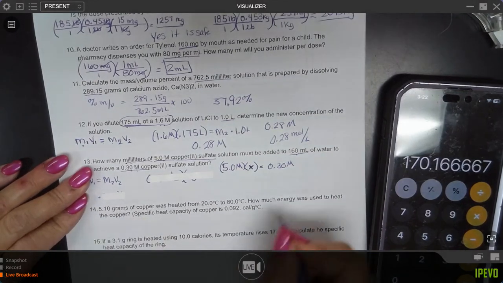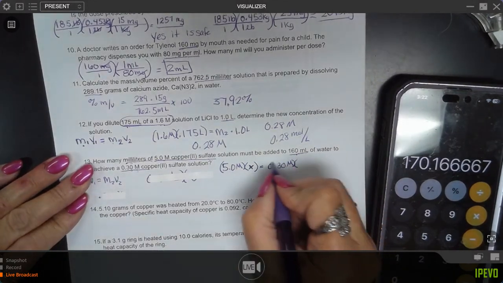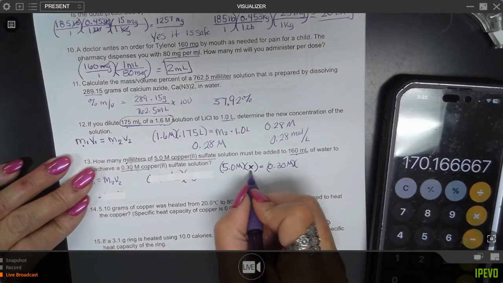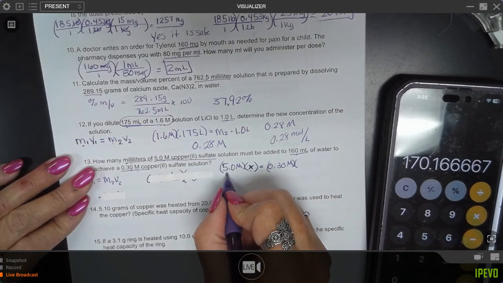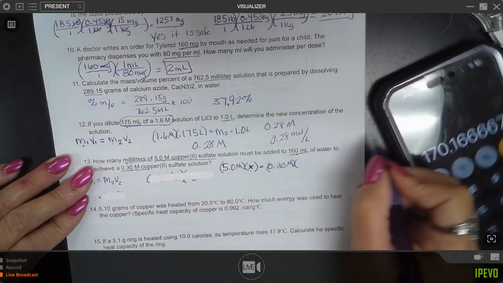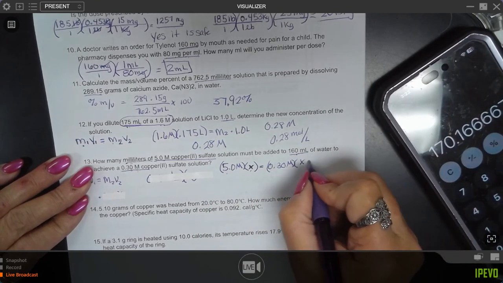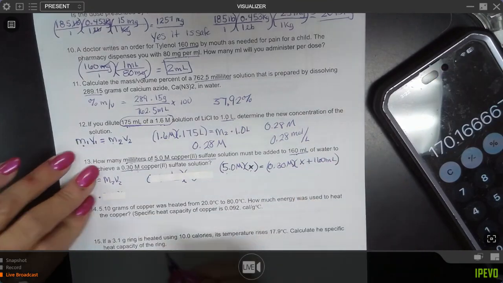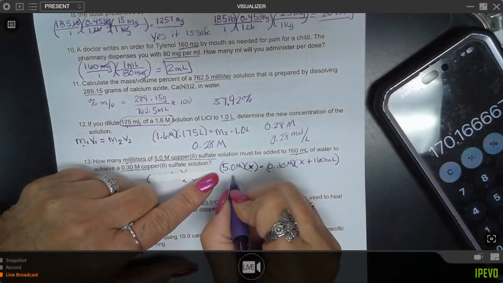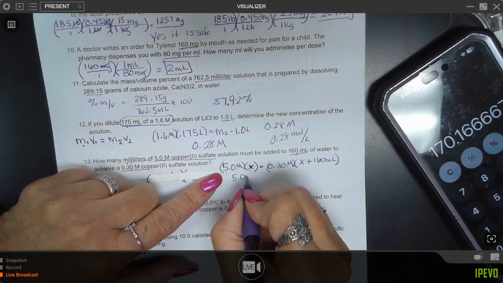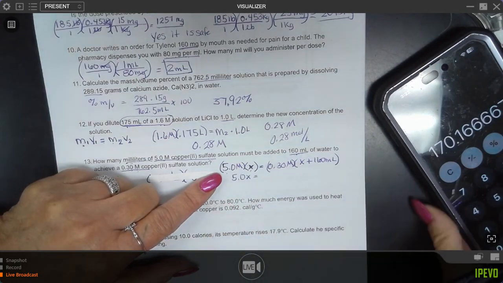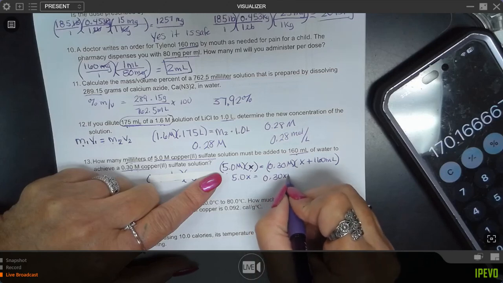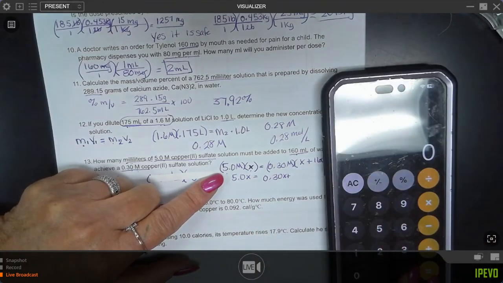Okay, the amount of this solution is going to be how much ever of the 5 molar solution we used plus 160 milliliters. So X plus 160 milliliters. Okay, so we got to do a little algebra here. So basically 5.0x is equal to 0.30x plus 0.3.